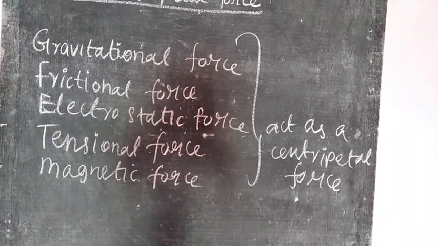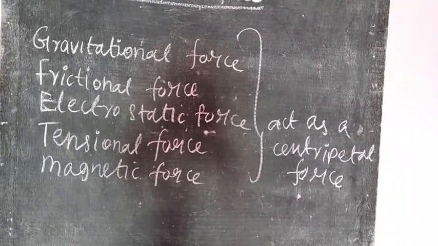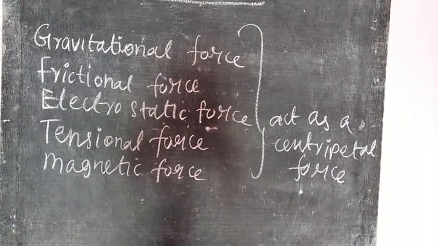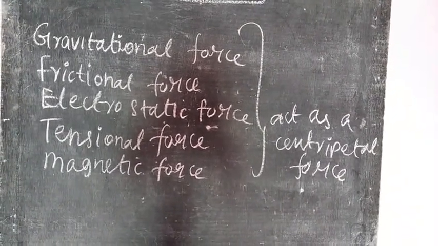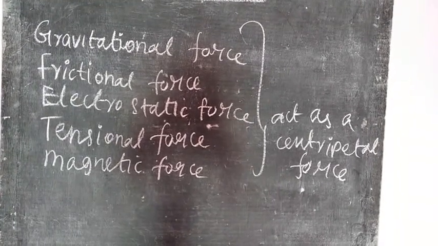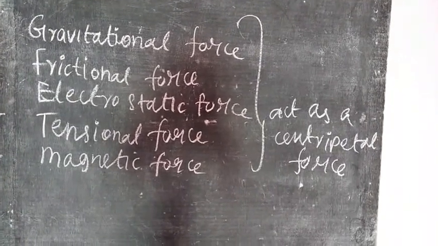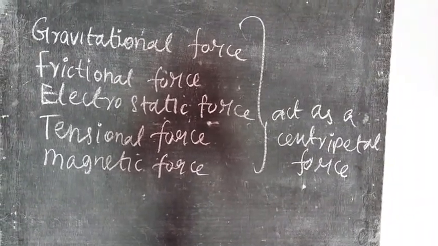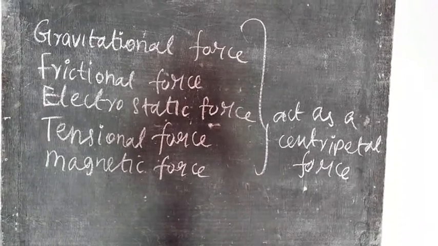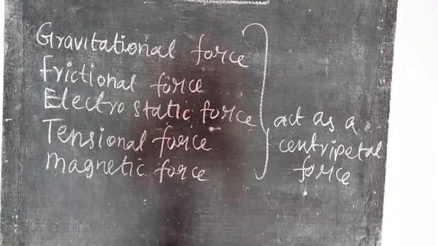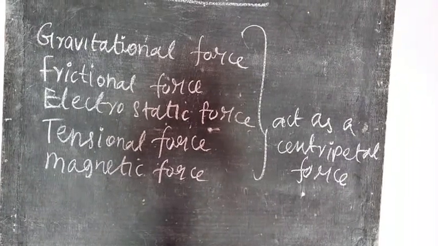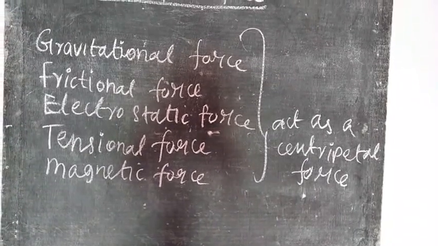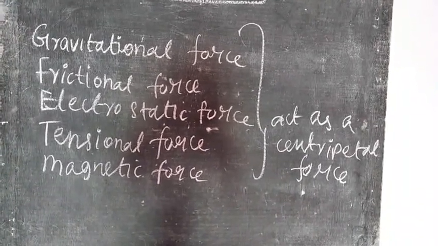The next one is tensional force. Take a small piece of thread and a small stone, and tie the stone to one end of the thread. Holding the other end of the thread, rotate the stone so it revolves in a circular path. Here the tensional force acts on the string towards the center. Due to the tensional force, the stone revolves in a circular path. So tensional force provides centripetal force.